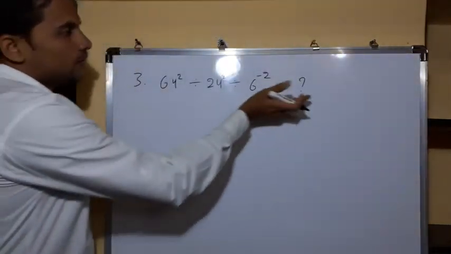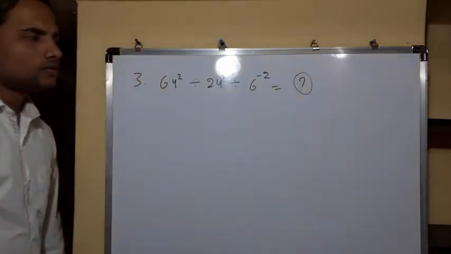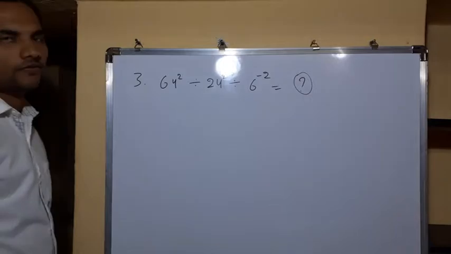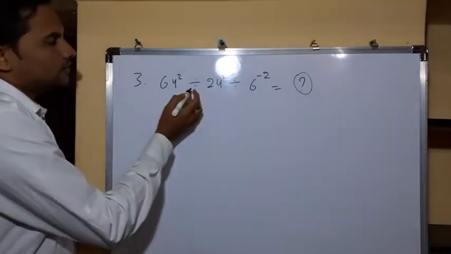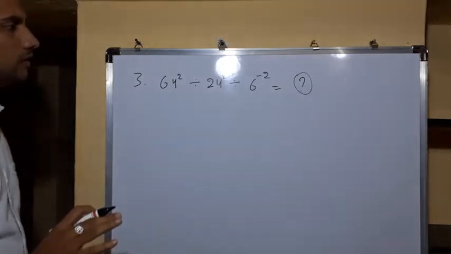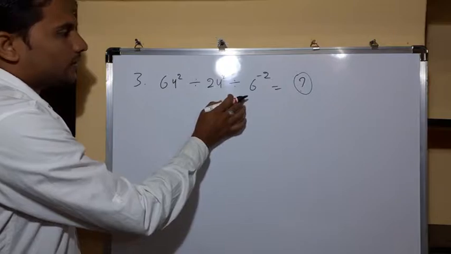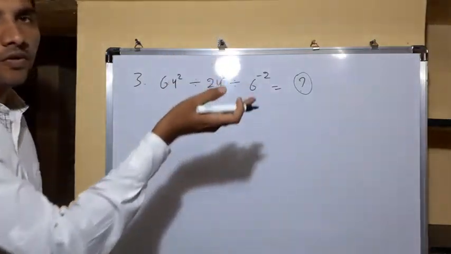So he wants us to solve the problem, right? He wants this question mark. So how to proceed, friends? See here, both sides it is division, right? Both sides it is division. So what I will do is convert into multiplication, so that we can write in the reciprocal form.